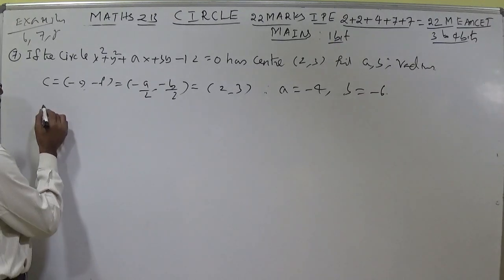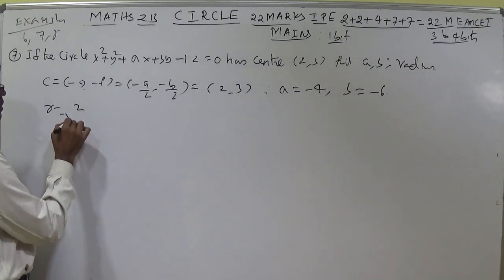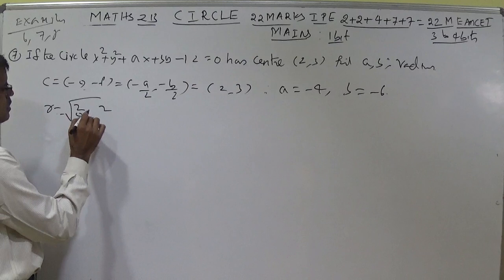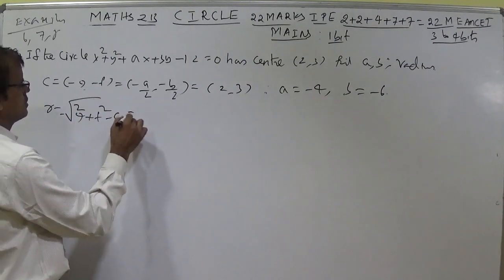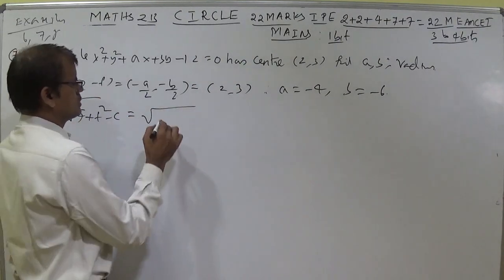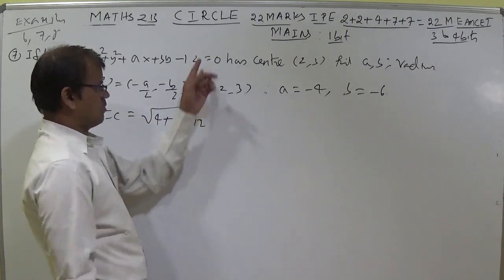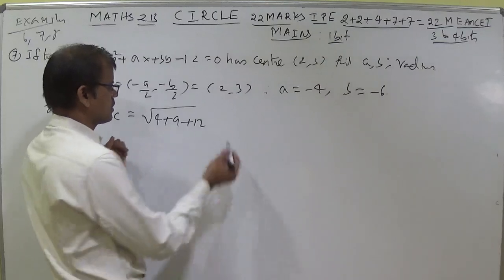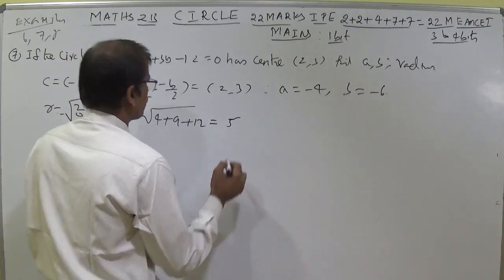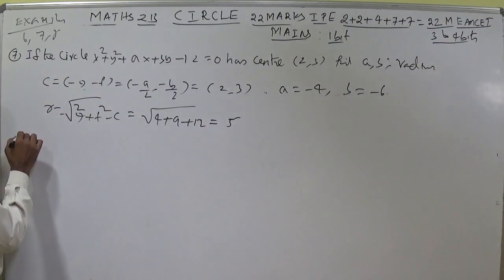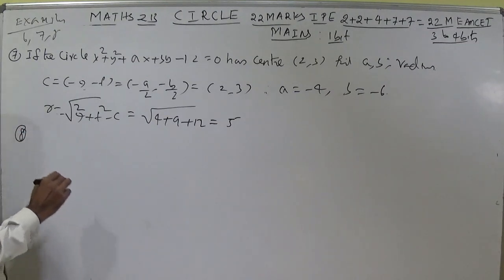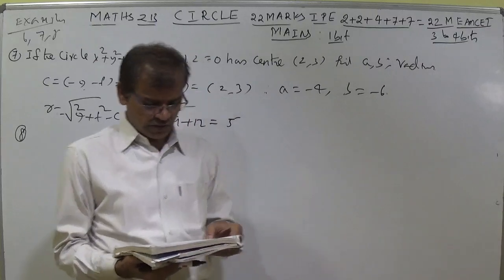Depending upon the radius formula, root of g square plus f square minus c. That is 4 plus 9 plus c, here c is minus 12, so minus of minus is plus 12. So the radius is 5. That's all. Examples I am handing to students, you should do the exercise work.